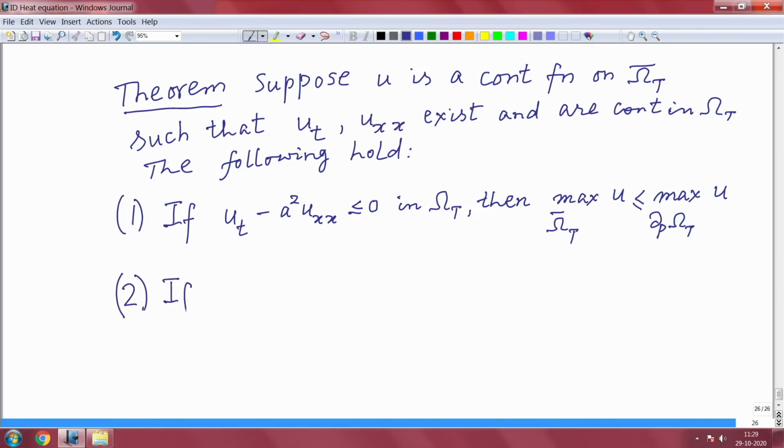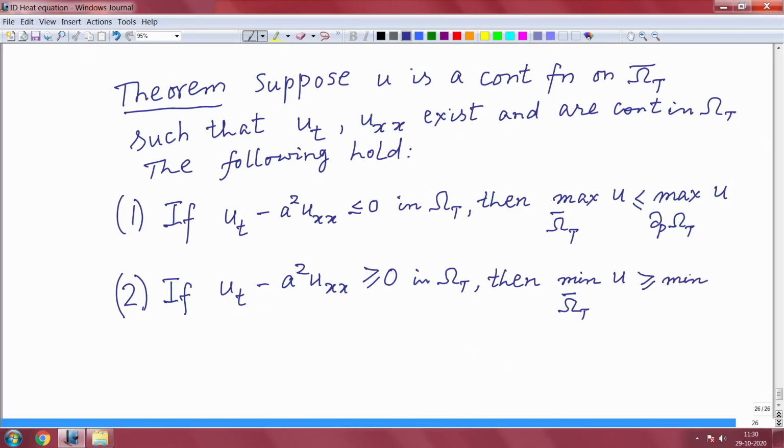If now we change the sign here, u t minus a square u x x is bigger than or equal to 0 in omega T, then the minimum of u in omega T bar is bigger than or equal to the minimum of u on the parabolic boundary.